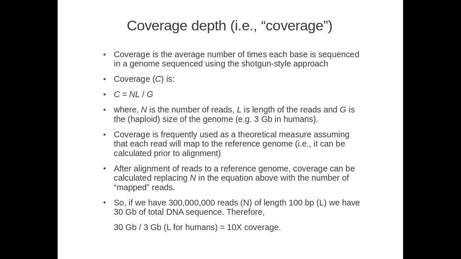So for the aligned coverage depth, the formula is identical. We simply replace N with the number of aligned reads rather than the total number of reads. So imagine we have 300 million aligned reads, each of length 100 base pairs. That gives us 30 gigabases of total sequence, and therefore 30 gigabases divided by 3 gigabases, the human reference genome size, gives a coverage of 10x.